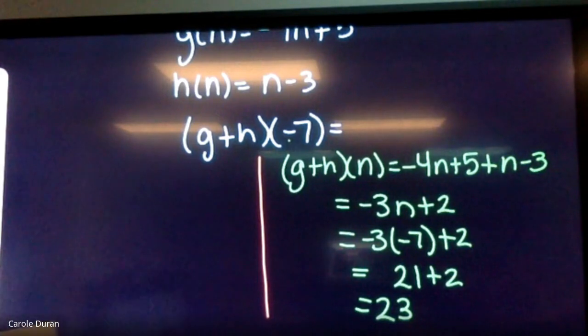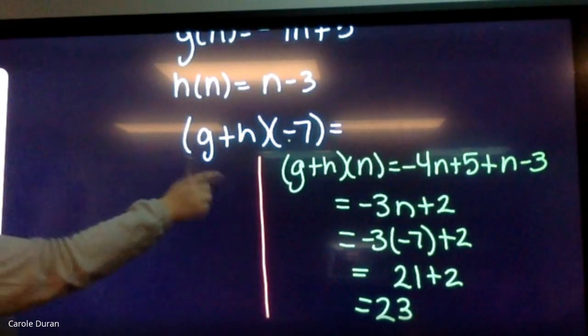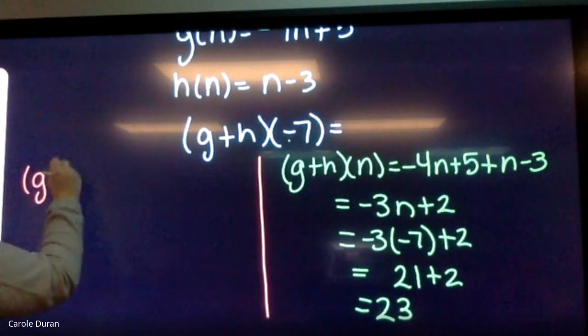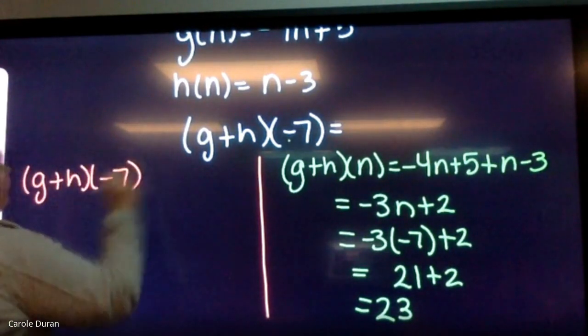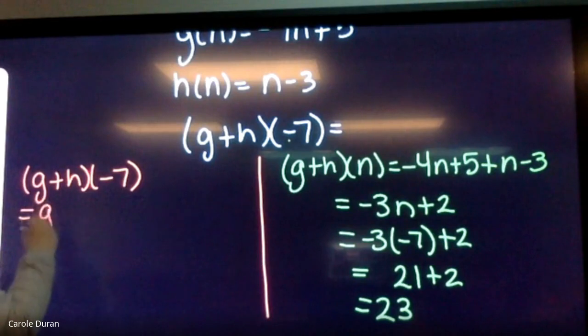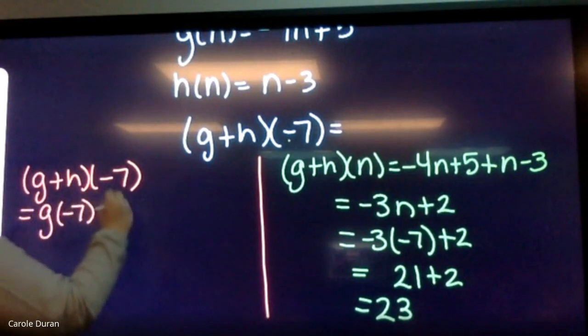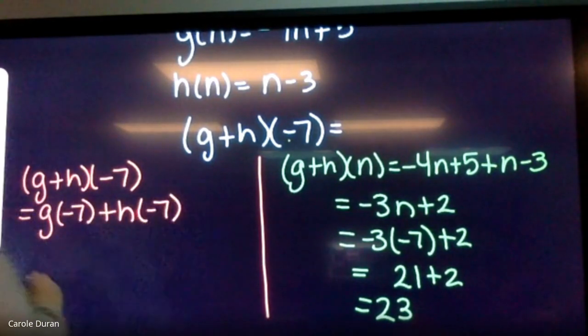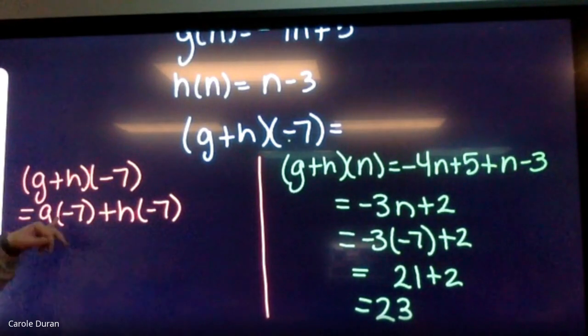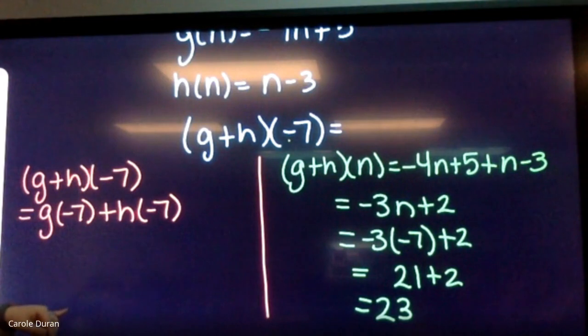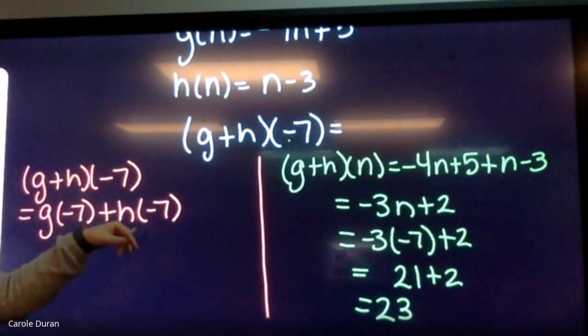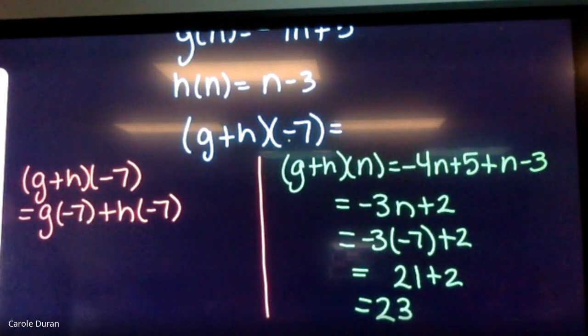Okay, so I bet a lot of you really, really like that way. I'm going to show you an alternate way that's also going to work. It is entirely your choice which way you choose to do this. So I have the g plus h of negative 7, right? We know that's the problem that we were solving. This is the same as g solved at negative 7 plus h solved at negative 7. So I can find g with negative 7 plugged into it, get an answer, and then find h with negative 7 plugged into it, get an answer, and add my answers together.